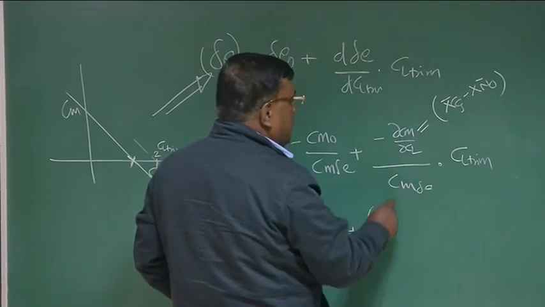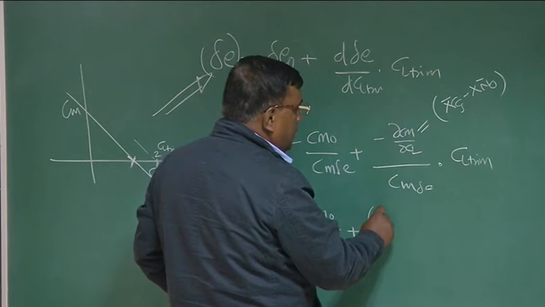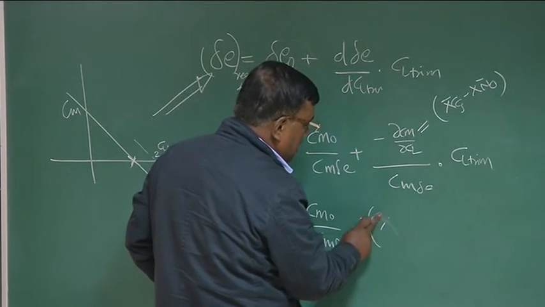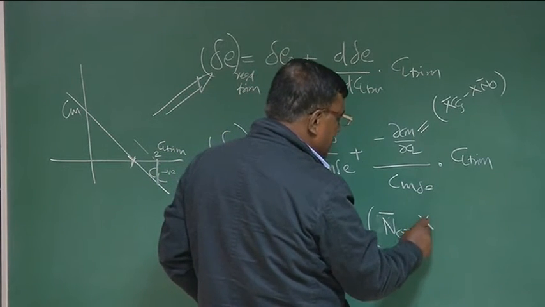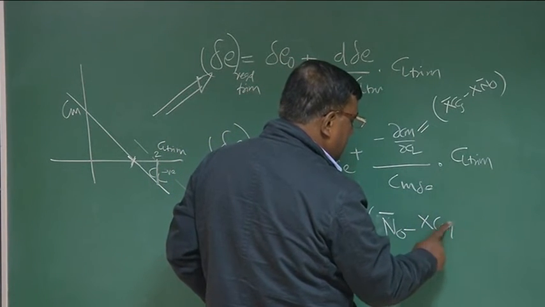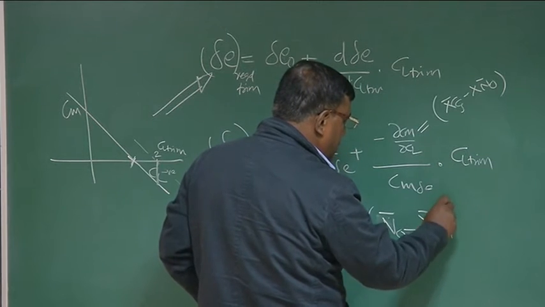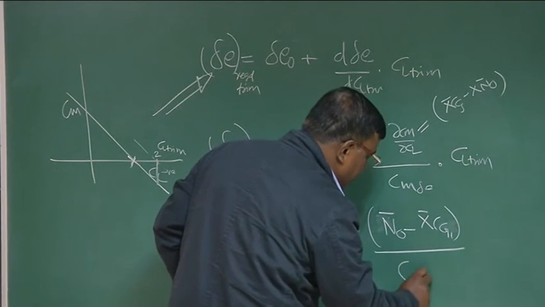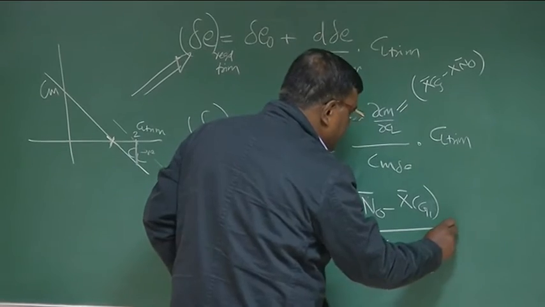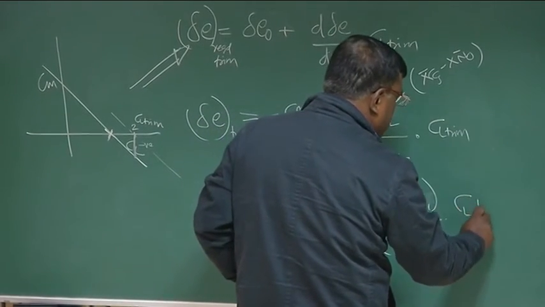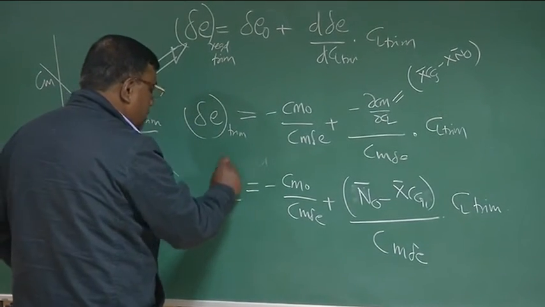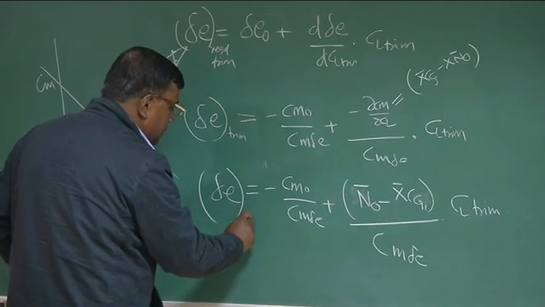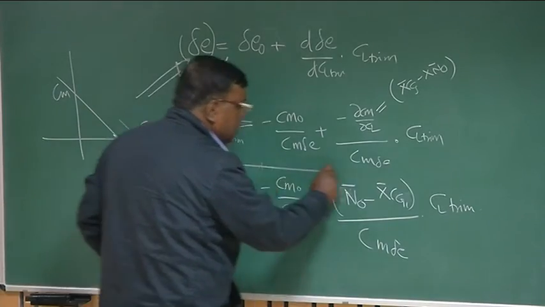So this will become n naught bar, let me write n naught bar, you will get confused unnecessarily, minus xCg bar, divided by Cm delta E into CL trim. And this is delta E trim or delta E required. Concentrate here.